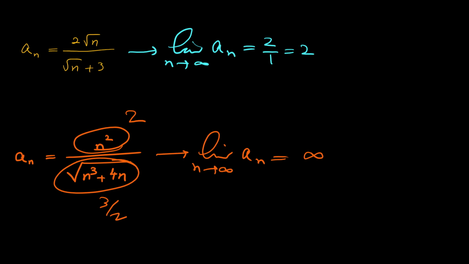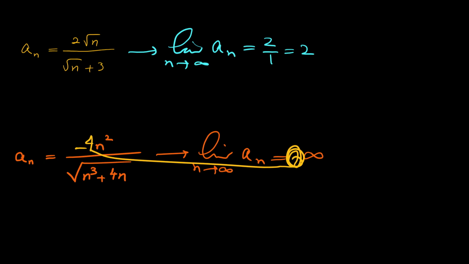Why is it positive infinity? This coefficient is positive, here is 1, so everything is positive, so it makes sense that the limit is infinity, not negative infinity. But if we had, let's say, negative 4 here, then the limit is negative infinity.